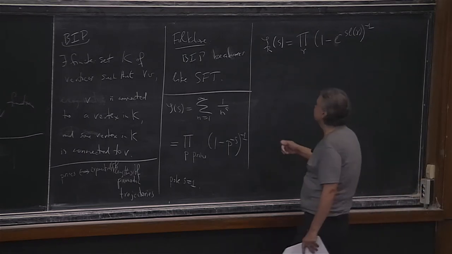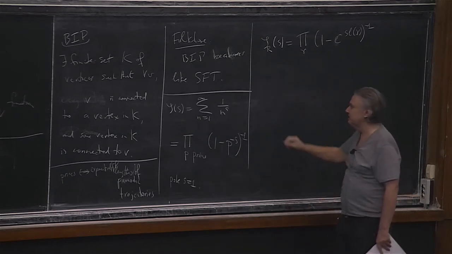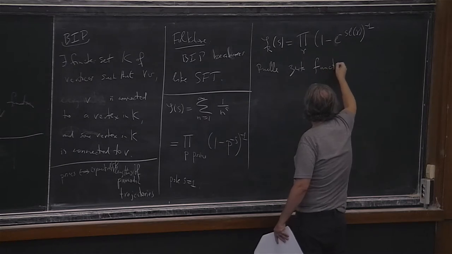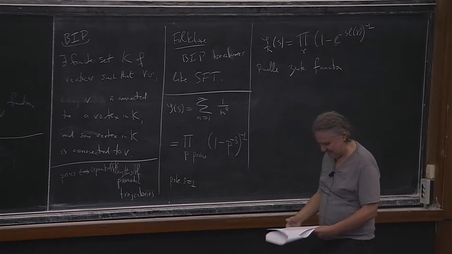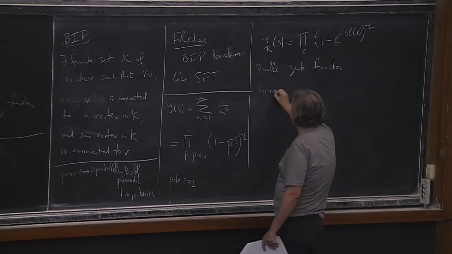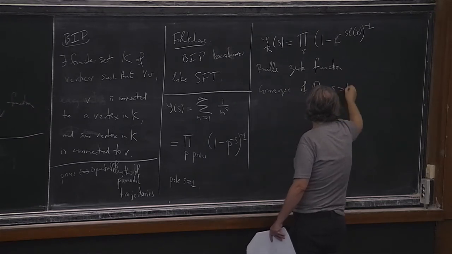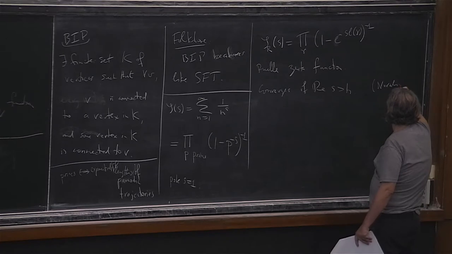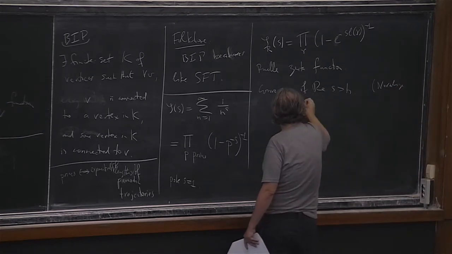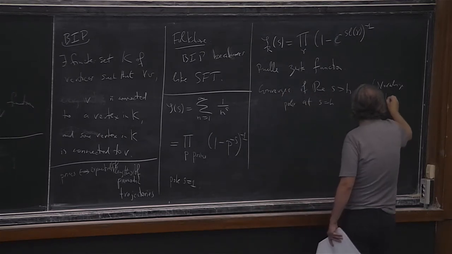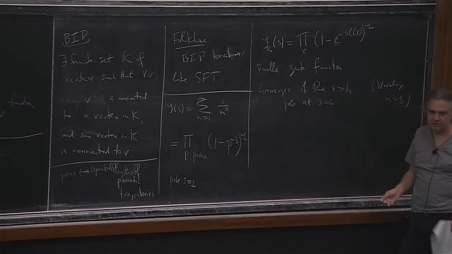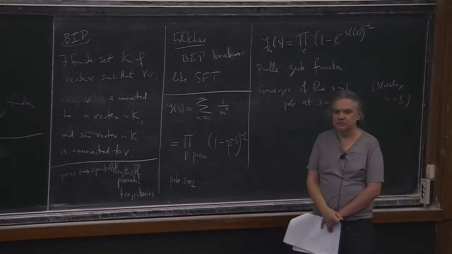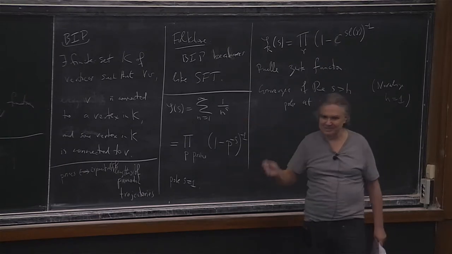This converges if the real part of s is bigger than h, where h is the topological entropy of the flow, and it has a pole at s equals h. We are going to normalize so that the entropy is equal to 1. We are going to take our surface and rescale it so the entropy is 1, to make the analogy with the Riemann zeta function better. Here l is the length of the trajectory.